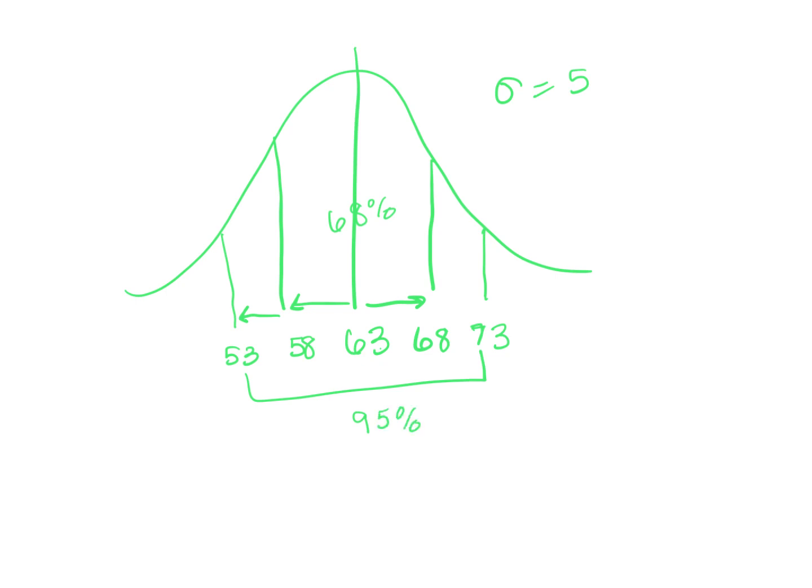If I go up another 5 to 78, and down another 5 to 48, I would know that 99.7% of all volume of calls are in this range. So using this information, how likely is it that on a day these guys have 59 calls? Pretty likely. It's in this big range here. Right? How likely is it? Well, 59, I should say, 59 or more.